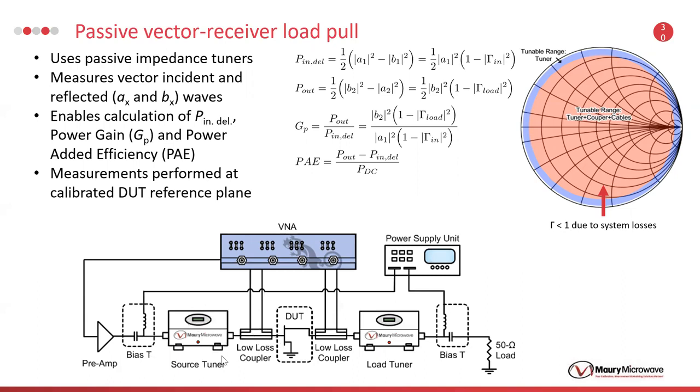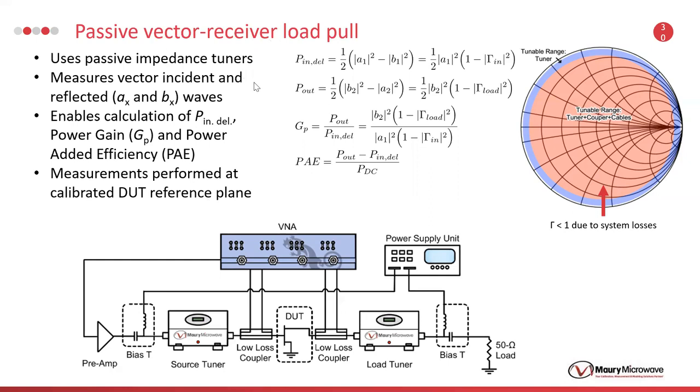So in fact, when I was telling you that the source tuner is not that important because we don't need to tune the device, it's true, because I can measure the gamma in of the device in real time at any given incident power. The tuner at the output is very important, and it does the job because it needs to present or synthesize impedances, okay?